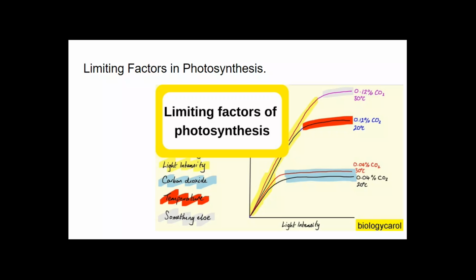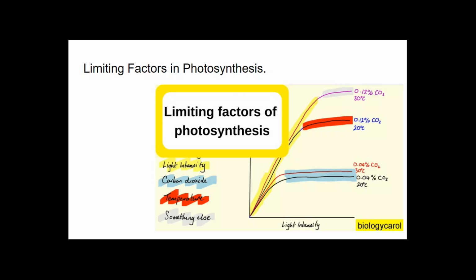Notice we can increase the rate by increasing temperature. We could also increase the rate by increasing the concentration of carbon dioxide. Or we could further increase the temperature. All of these will increase the rate. But initially, when light is the limiting factor, the other variables don't change the rate that much.